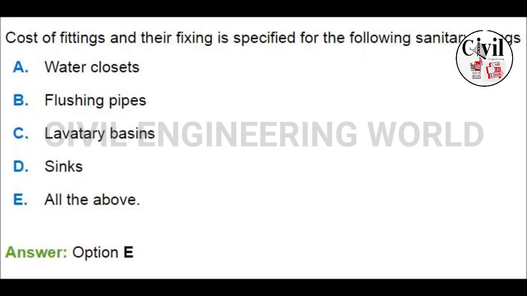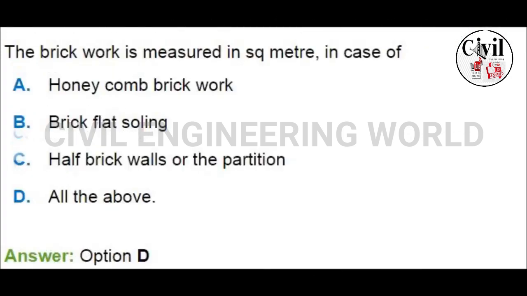The cost of fittings and their fixing is specified for the following sanitary fittings. So all of above will be the correct answer: water closets, flushing pipes, lavatory basins, sinks, and all of above. So E is the correct answer. So cost of fitting is used and specified for all these items.